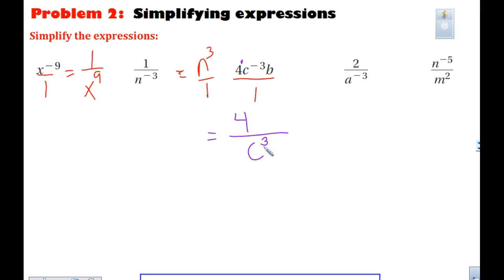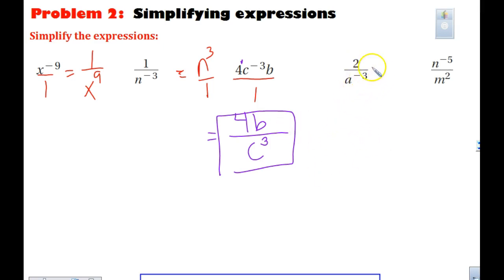As I'm looking at the next one, what am I doing with the B? Keeping it on the top. This is my answer for that problem. I have no negative exponents, and I don't have the same letter both on the top or bottom. So I'm looking at this next one, right?